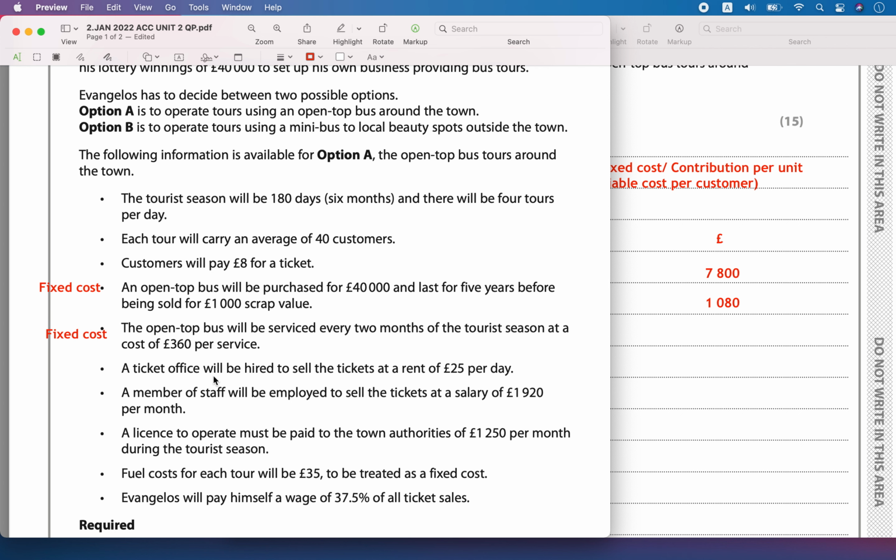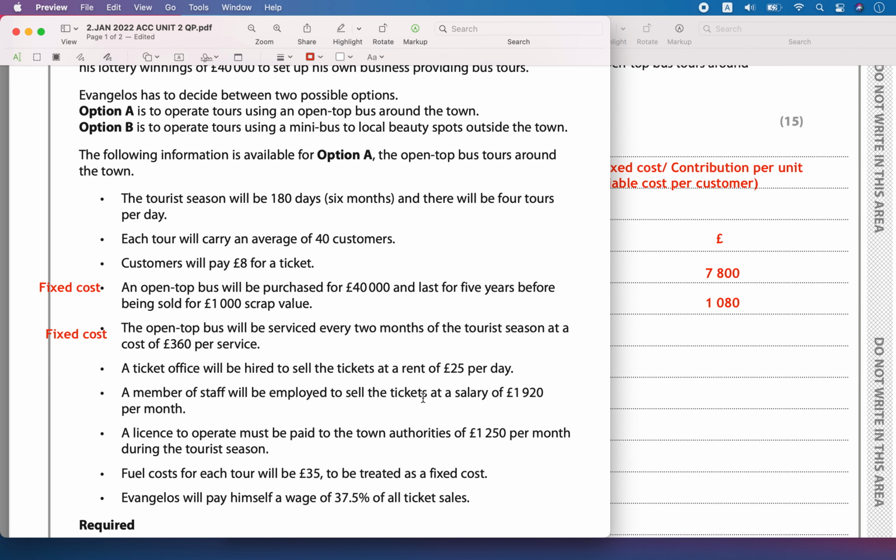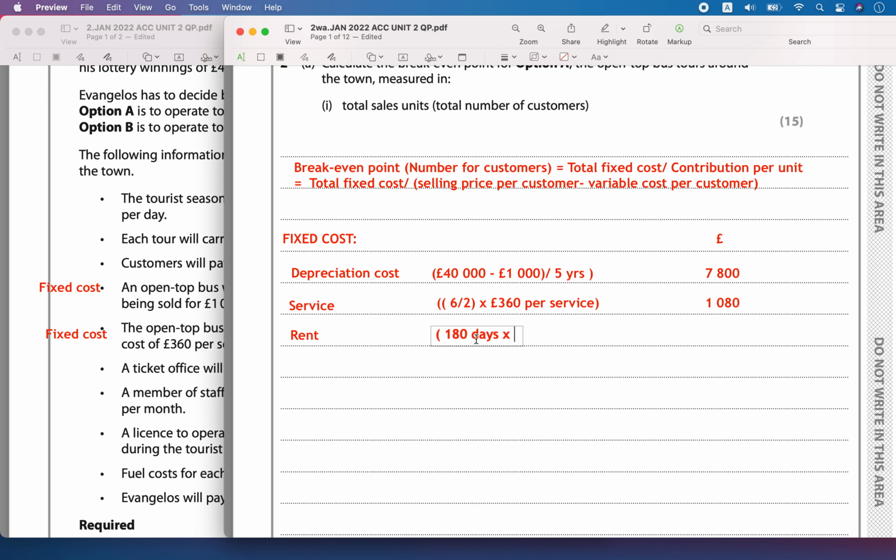They know that this is going to be incurred. Then a ticket office will be hired to sell the tickets at a rent of £25 per day. They are going to operate for 180 days, so the rental cost is 180 into 25, that is £4,500.